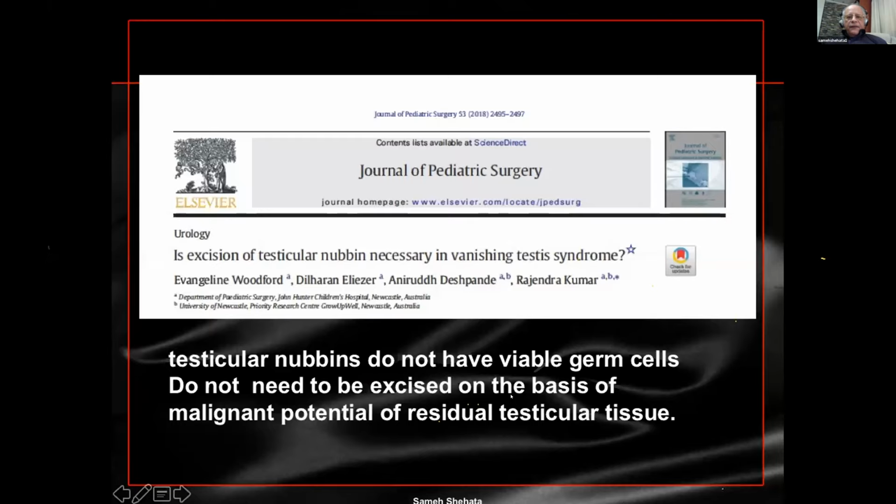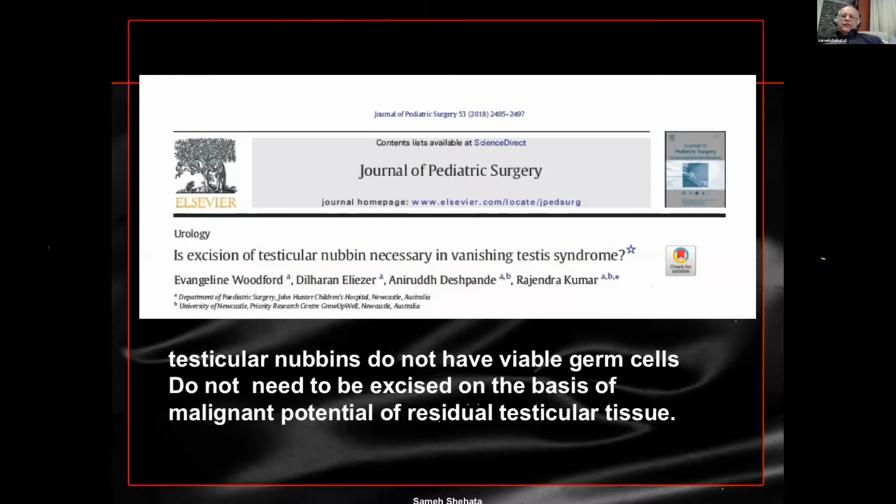I think this is coming. Is excision of the testicular nubbin necessary in vanishing testis syndrome? There is another publication coming from Turkey also about this. They studied a large number of testicular nubbins, and yes, the majority, as I said, this is classical teaching, will always do exploration, but there is a good number who will not do it or will do it only when there is a patent processus vaginalis. This is good, and I think all the answers are correct, because we don't have a consensus, so you need to individualize treatment according to your belief.